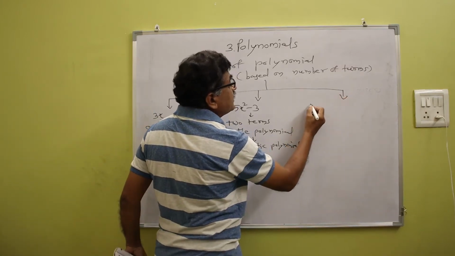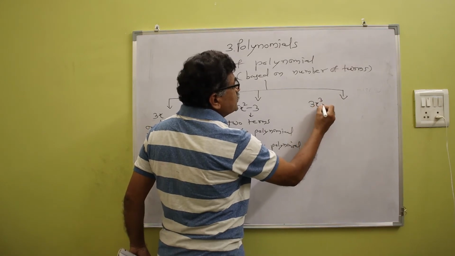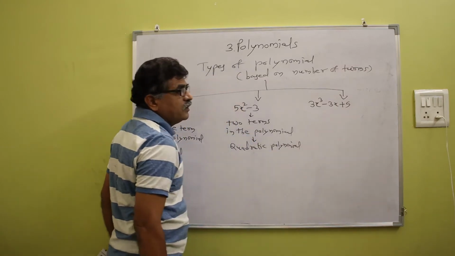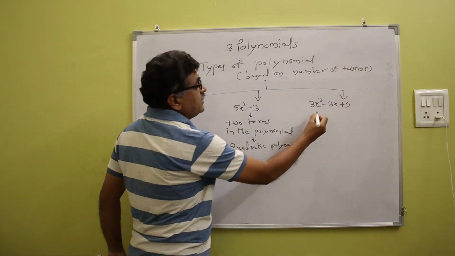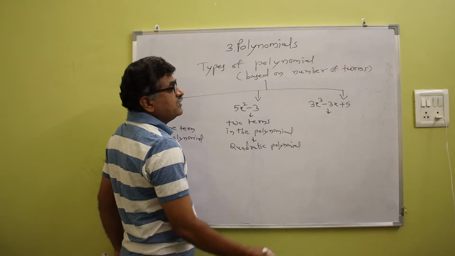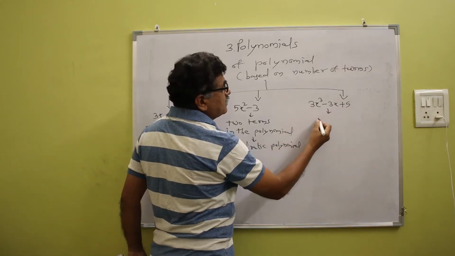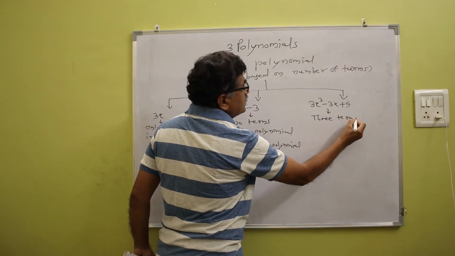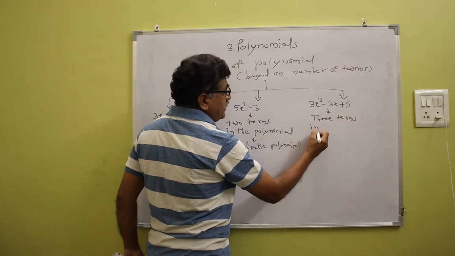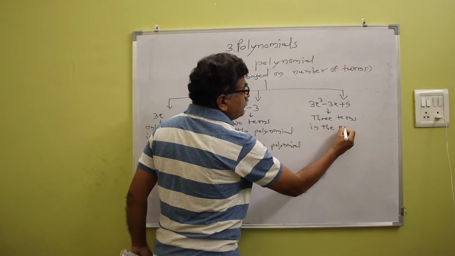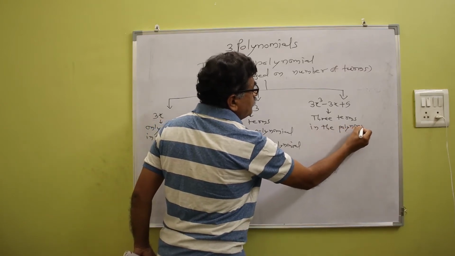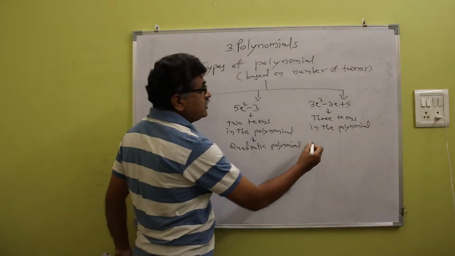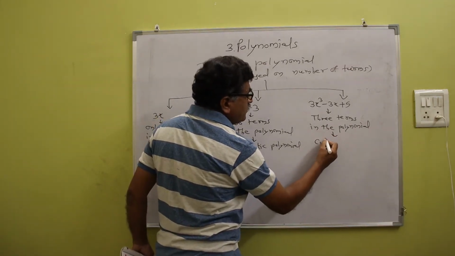Third, 3x cube minus 3x plus 5. Now in this polynomial there are three terms, first, second, third. Three terms in the polynomial, therefore this is called a cubic polynomial.